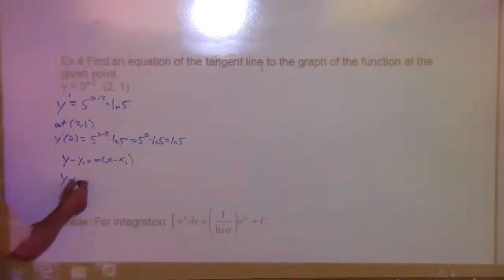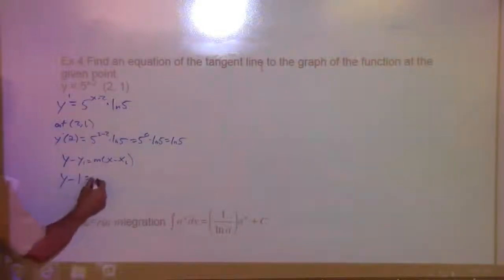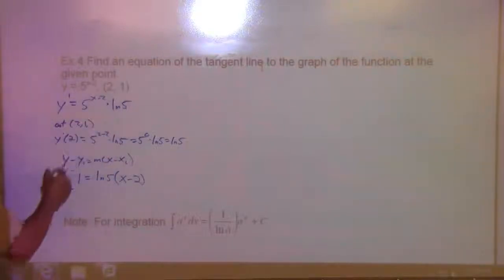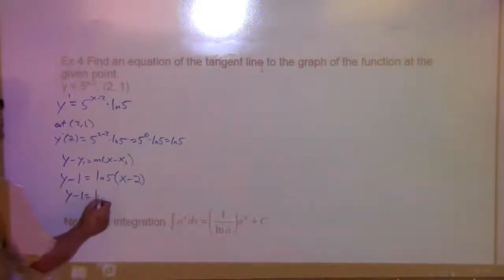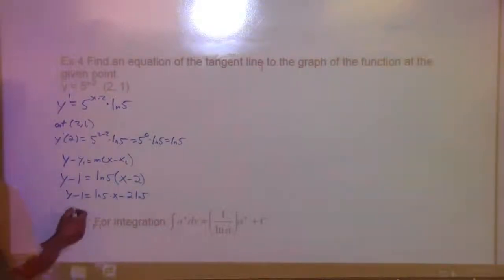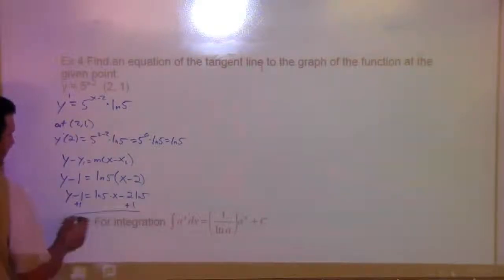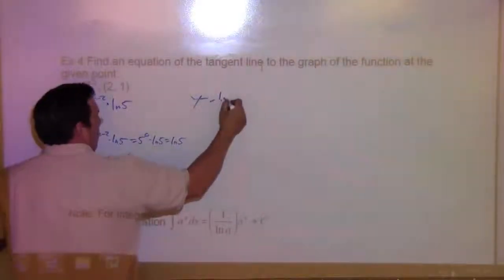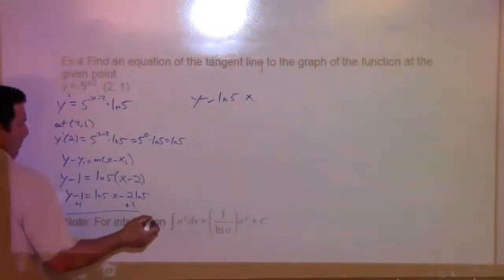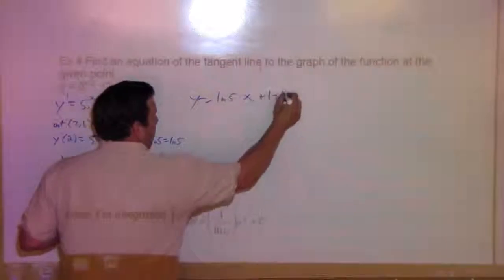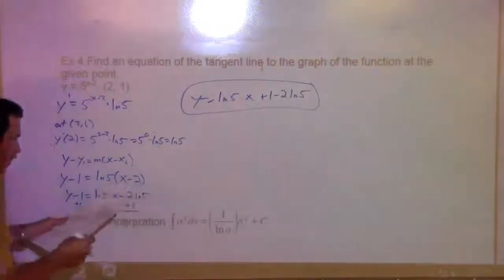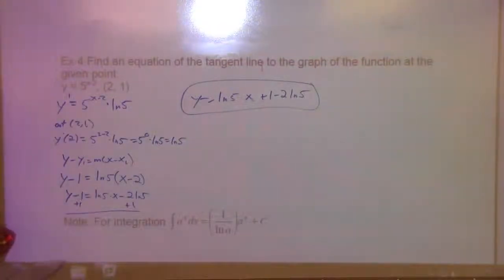So y minus 1 from here equals natural log of 5 times x minus 2 from here. So y minus 1 equals natural log of 5 times x minus 2 natural log of 5. Then we'll add 1 to both sides. y equals the natural log of 5 times x plus 1 minus 2 natural log of 5. That'd be the exact value for the equation of the tangent line at this point.